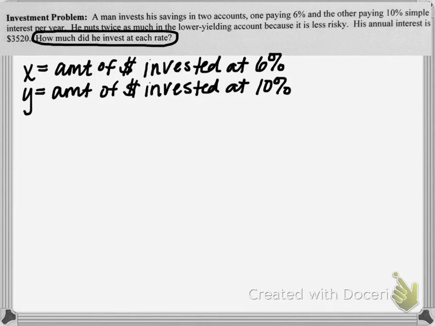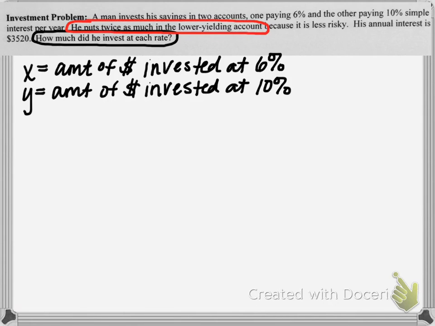So since we have two unknowns, X and Y, we can expect that we need to write two different equations. So we're going to write two equations that involve X and Y, and that'll be our system of equations. Starting to read the problem again, we see that the second sentence says he puts twice as much money in the lower yielding account because it is less risky.